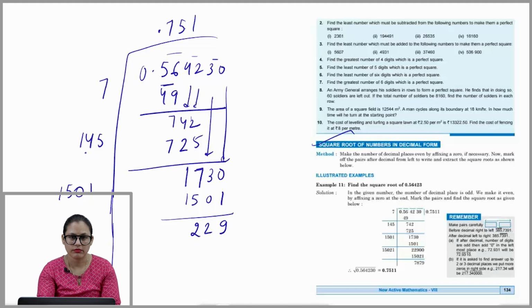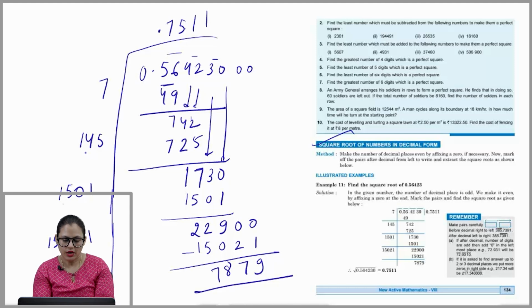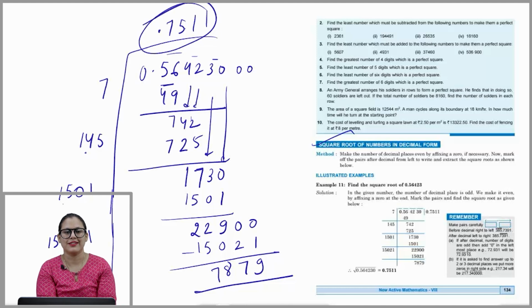Now what will we do? Add 2 more zeros. 1501 plus 1 is 1502, and here you will add 2 more zeros. Now 15021. 9 minus 2 is 7, 8, and 12 minus 5 is 7, so 7 8 7 9. So this is the square root of this number.